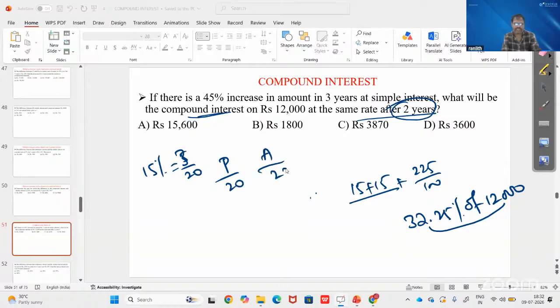So this is the principal, this is the amount, and whatever the difference we have, that is the interest. Difference equals 129 and number of parts equals 3. 129 into 3 equals 387, so 3870. Answer is 3870.